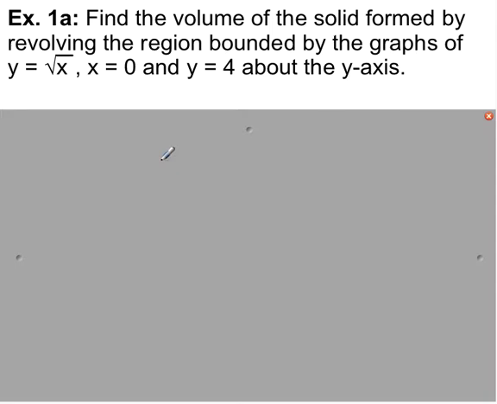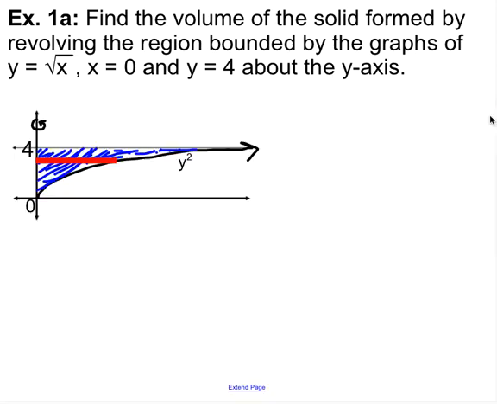Try this question. First, set up your graph. I'll give you a moment to do that, and then I will show you my graph. So graph, pause the video, and then take a look. All right, so I bet your graph looks like that as well.